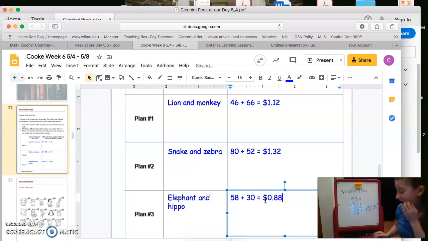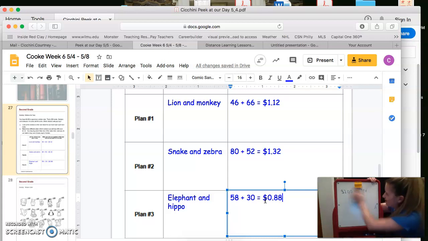88. And if I really wanted to give myself a challenge, this isn't part of the directions, but if you're feeling like you wanted to do a little extra math or challenge yourself, you could take your amounts. So I spent $1.12 the first time, and I had $2. I could subtract these to see how much money I have left.